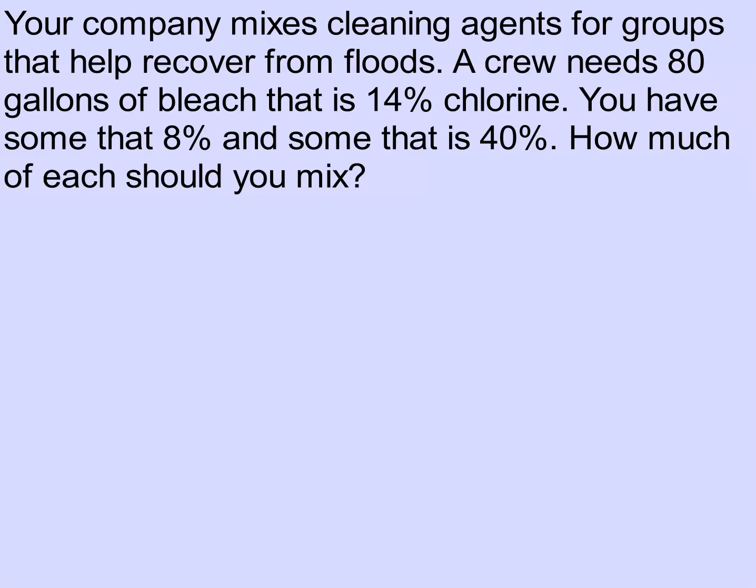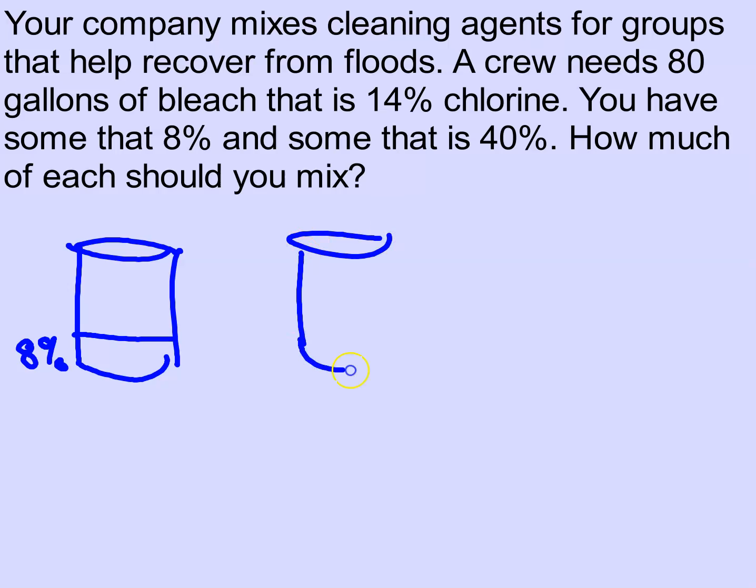I'm going to imagine mixing one batch over here that's got 8% chlorine, and another batch over here that's got 40% chlorine, and I'm going to hope that when it's all said and done, I get 80 gallons with the right amount of chlorine. Okay, so here's the deal. Just to get us started, I'm going to take a guess. Let's just guess that it's, say, 50 and 30.